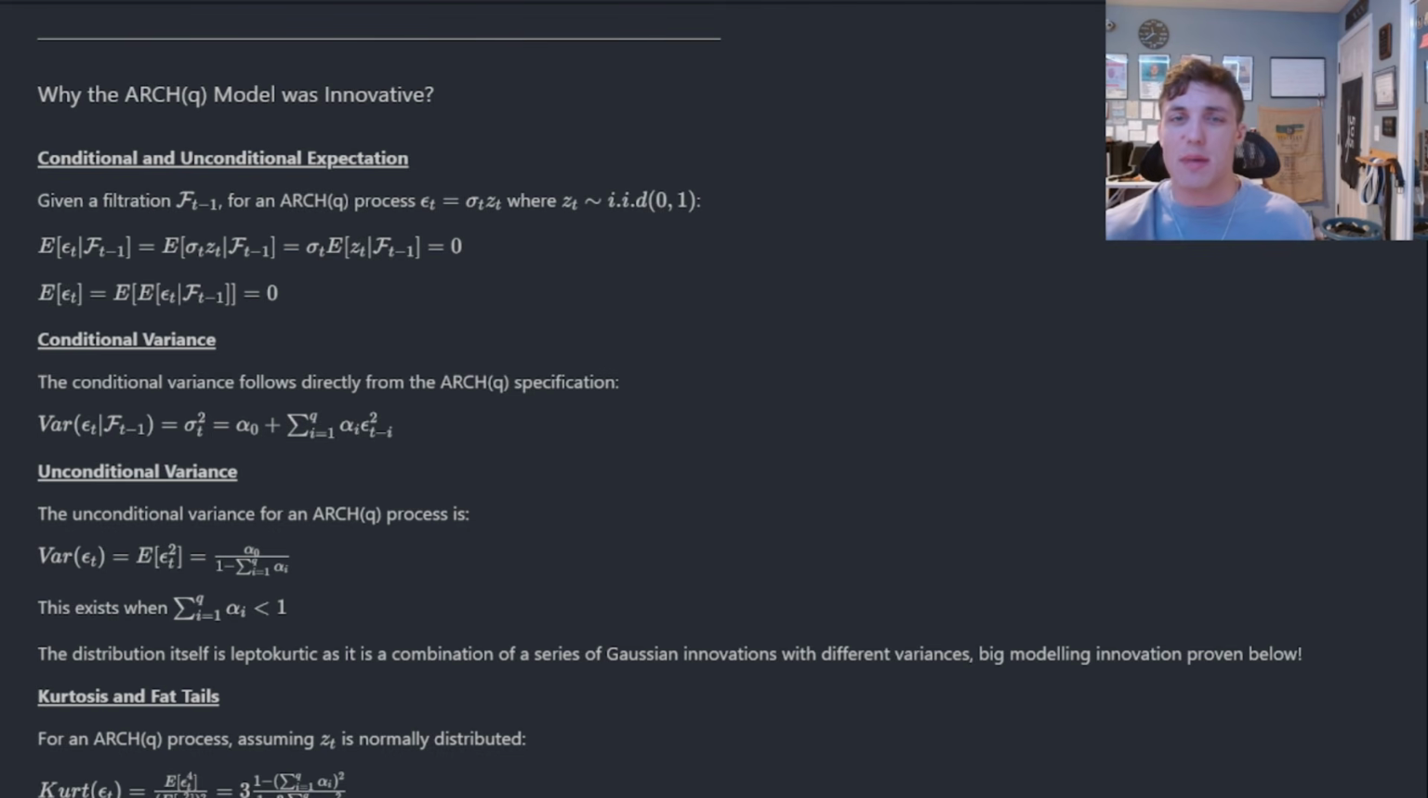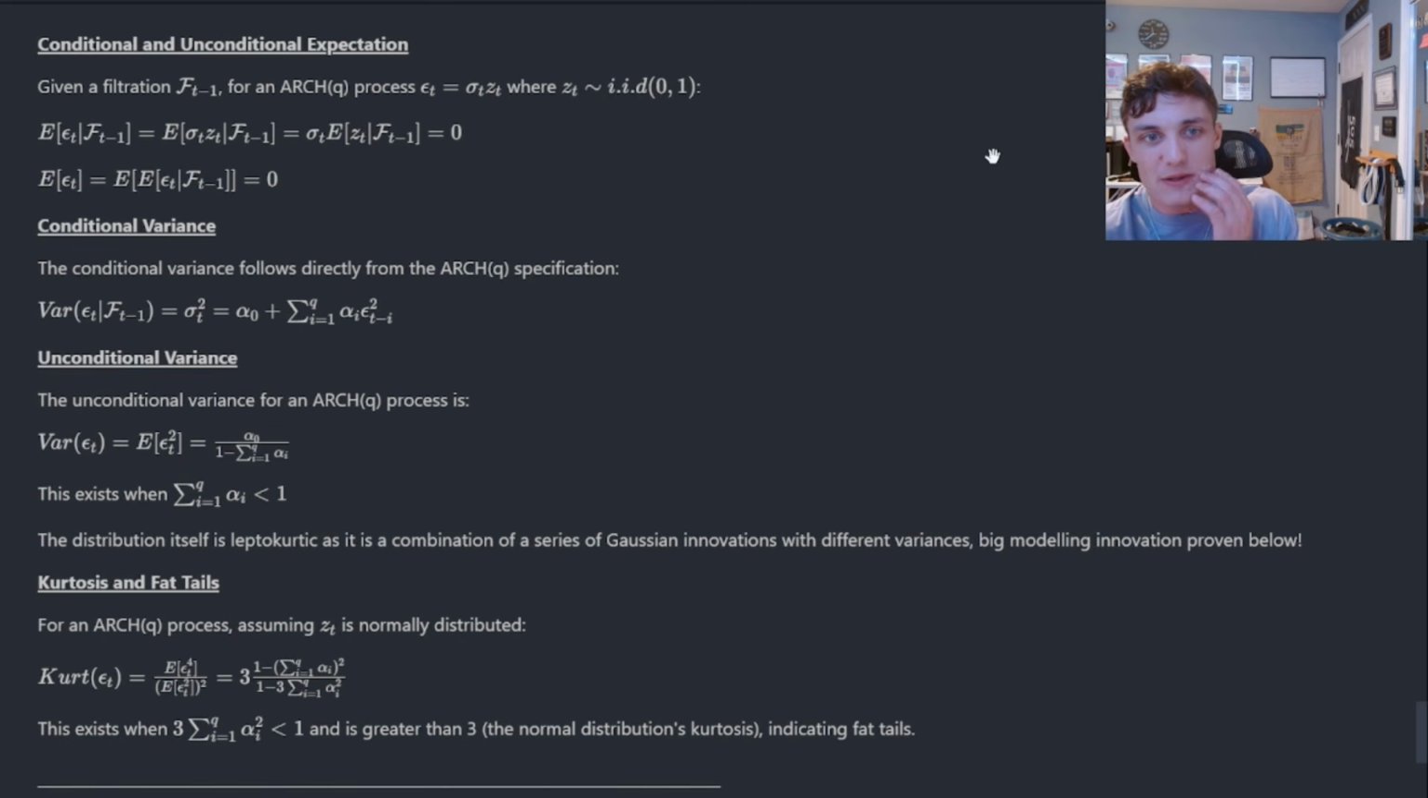So how do we know that this model is actually capturing those dynamics we discussed earlier? Well, we can actually run the statistics on the model directly. We've defined it above. Now we can take a look at the conditional variance and the kurtosis. So if I have some sort of filtration, I'm going to have information up to t minus 1. I can compute the conditional and unconditional expectation. I get 0 in both cases.